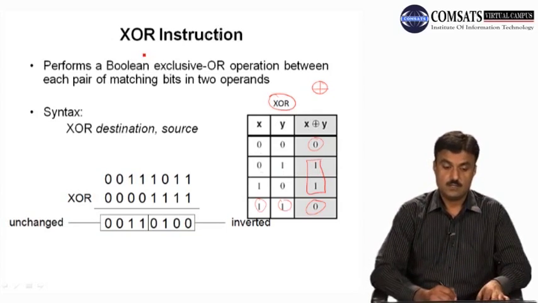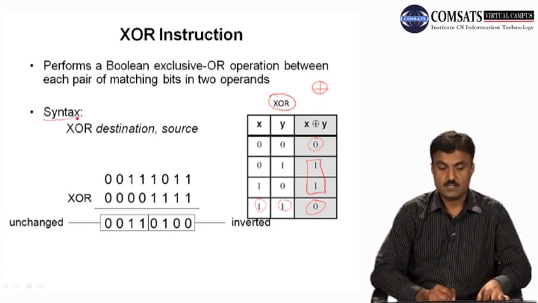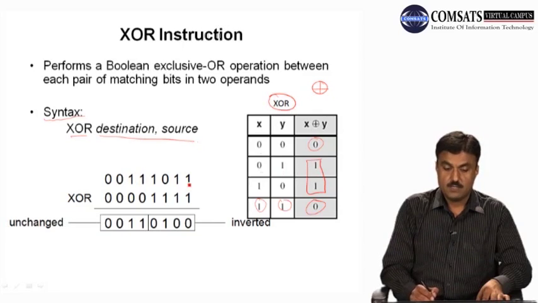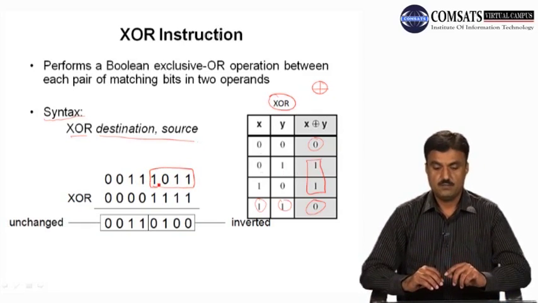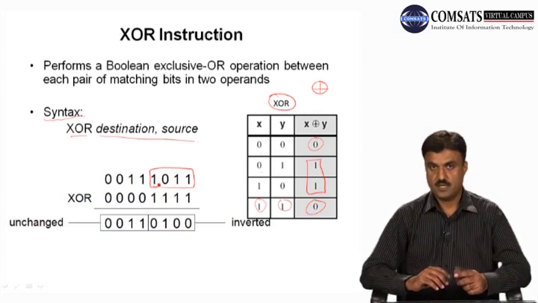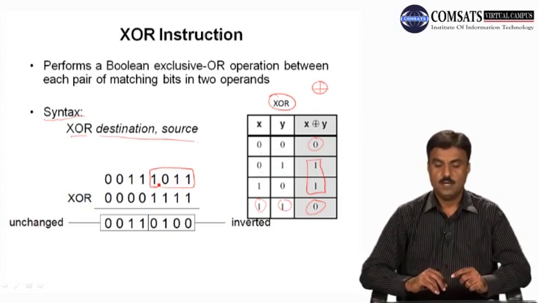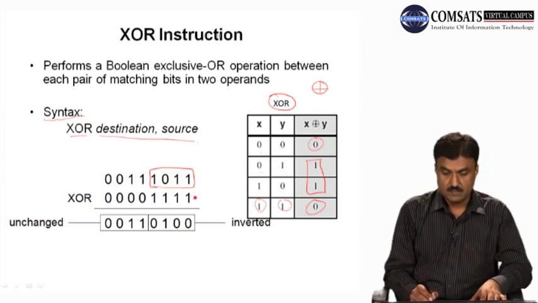So here the syntax for this exclusive OR is almost similar. Here you can see, if we want to invert these 4 bits, invert means change them: if they are 0, we make them 1, and if they are 1, we make them 0. If we want to invert them, then we will use this mask or bit pattern, all these ones.